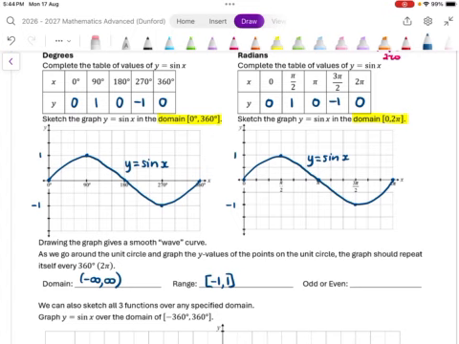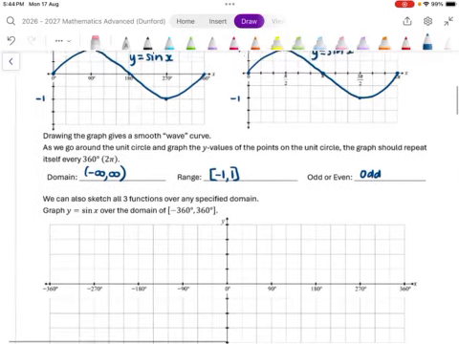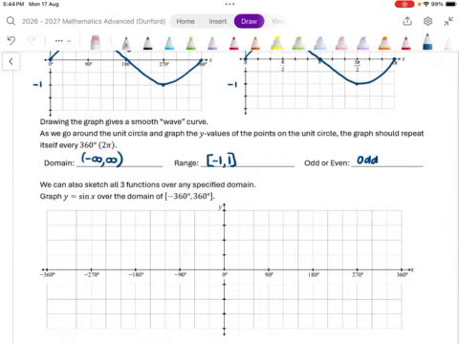Now this is an odd function. If we were to look at our function over our domain of negative 360 to 360, we're going to see that if we turn our page and flip it, it's exactly the same function, and it's symmetrical about the line y equals negative x.